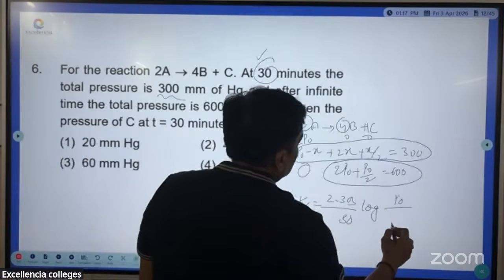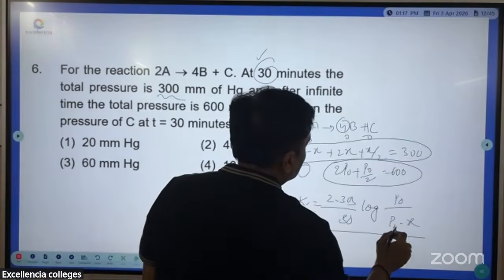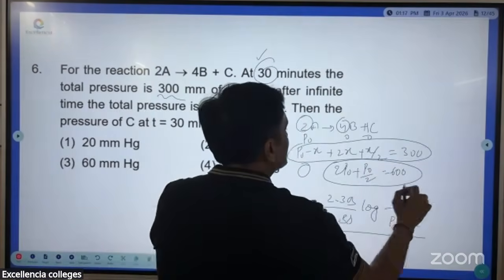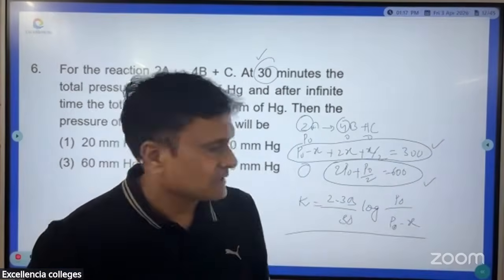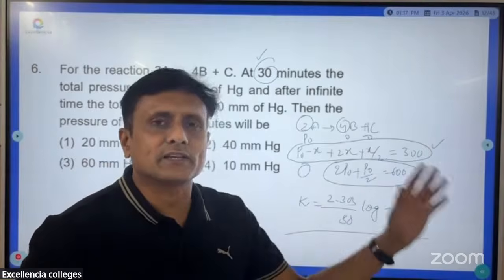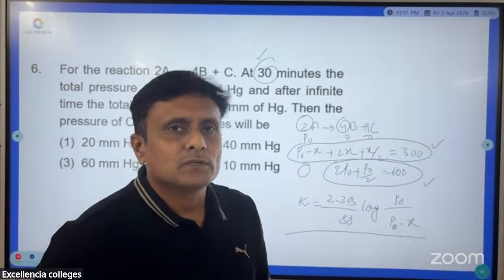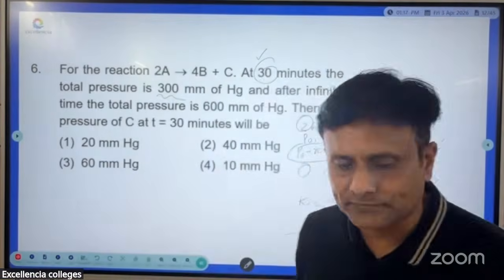p0 upon p0 minus x. So you guys have to find the p0 from here. Substitute p0 over here to get the value of x. Just substitute here, you'll be getting your answer. What do you all say? All right, hope you understood.